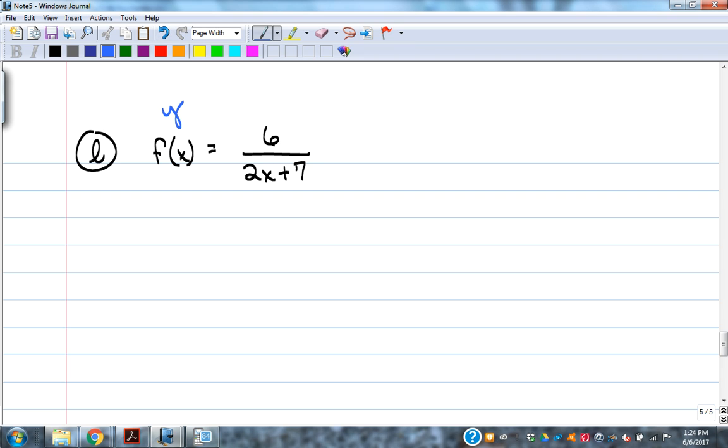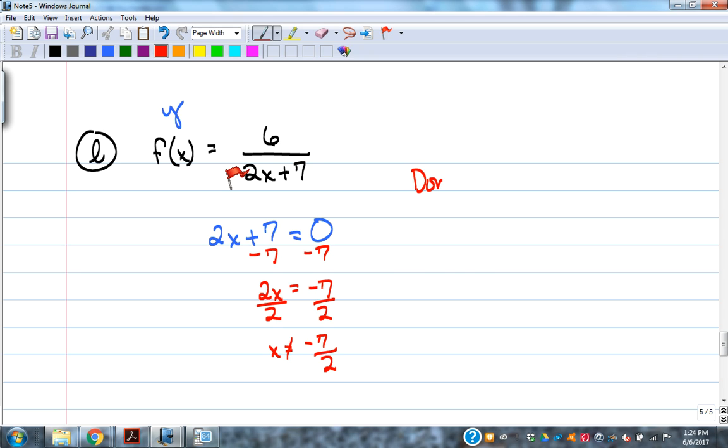Are there any red flags in this function? There's an x in the denominator. Right there, 2x plus 7. So I've got to take care of that. What do I do with the denominator to take care of that? Good. 2x plus 7 equals 0. And I want to solve that. Subtract 7. Divide by 2 is the last step. So x can't be negative 7 over 2.